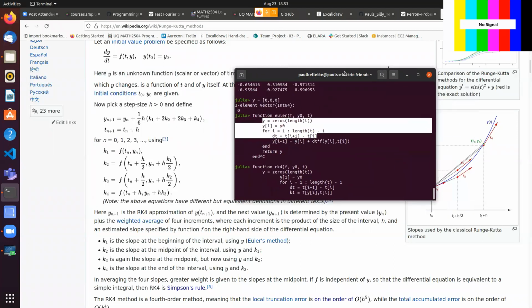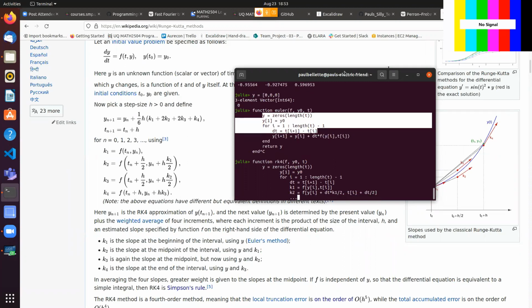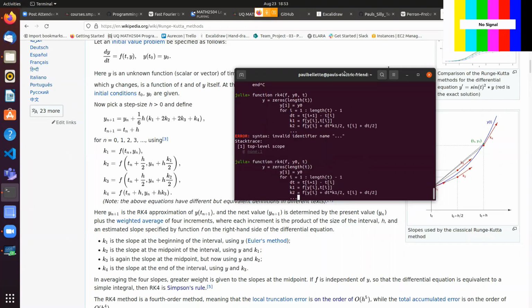Okay. So K2 equals f of yi plus dt times k1 on 2, and ti plus dt on 2. So it should just be like this going through, etc. Then when we go to do the final one, you have to do something for K3. Leave that for you guys.